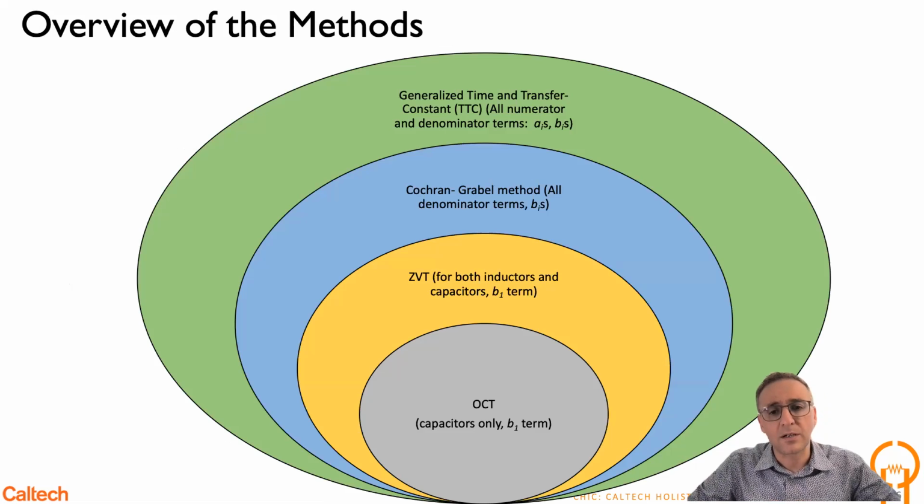So for the methods that we're going to talk about, there have historically been developments, and some of these you may have heard about, like the OCT, which was originally for capacitors only, and then a superset of that is ZVT, which determines the term B1 in the denominator. Both of them determine B1 in the denominator. OCT is only for capacitors, ZVT is both capacitors and inductors, but only determines the term B1 in the denominator. There's the Cochran-Grable method that determines all of the Bi terms in the denominator. And then the generalized time and transfer constant, which subsumes all of these things and can determine all of the Ai's and Bi's in the transfer function. In general, it can determine the transfer function to any degree of accuracy, including exact.